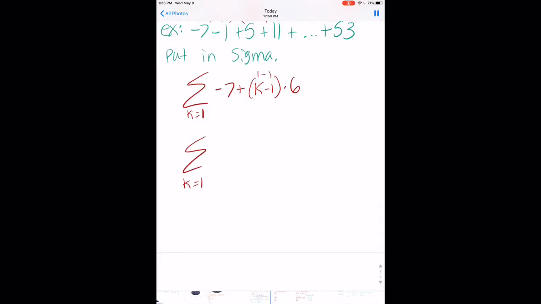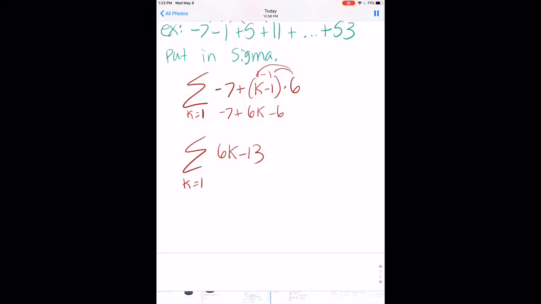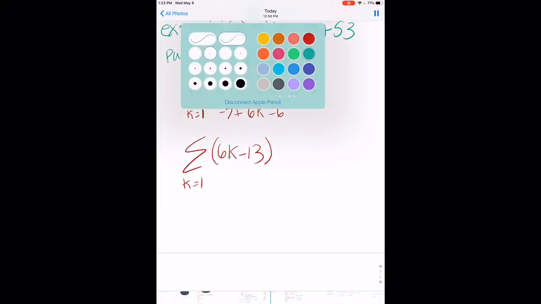So my next step is just to simplify this formula. So I distributed the 6 to each term, and I still have that -7. Keep simplifying, you get 6k minus 13. And I'm also going to put parentheses around it. That's just so that you know that the sigma applies to the whole formula, not just the 6k.